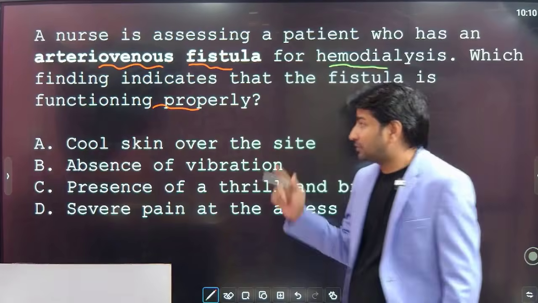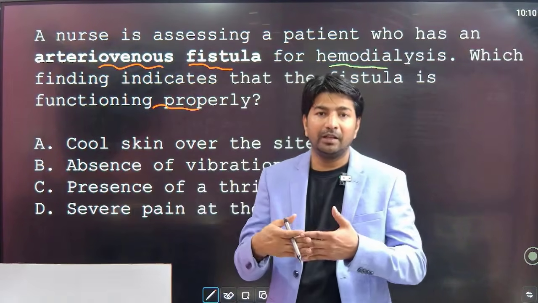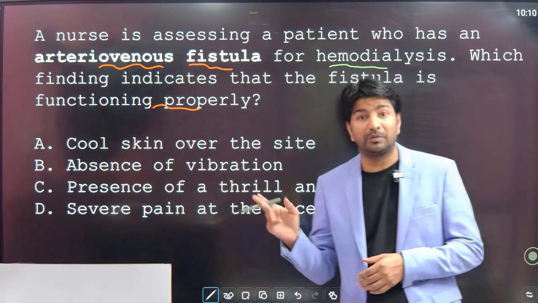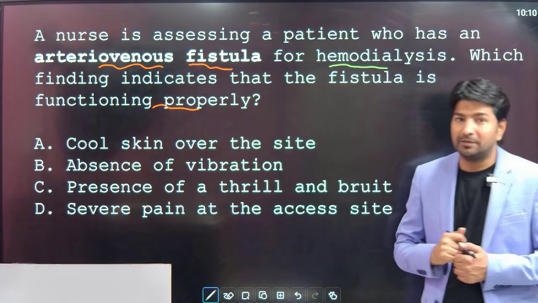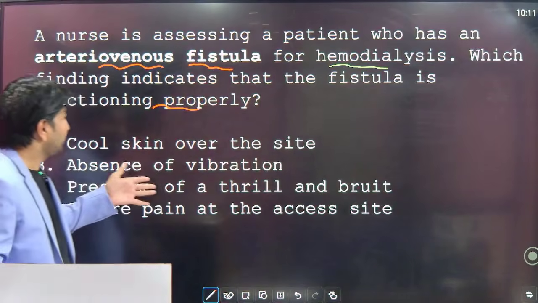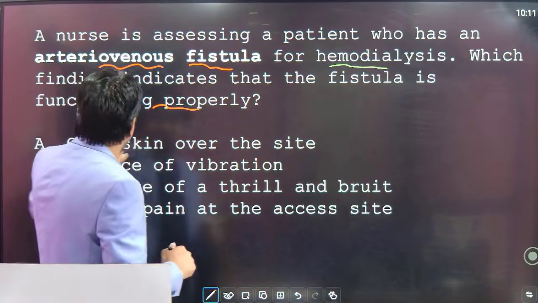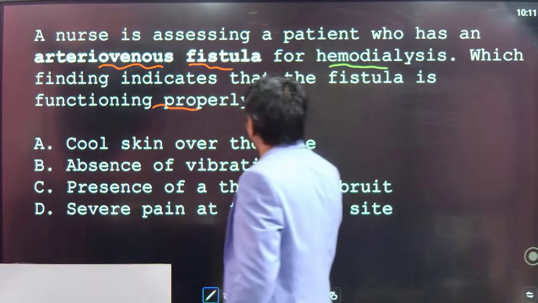So an AV fistula means a connection is made between an artery and a vein, and an anastomosis is performed, which we will use during hemodialysis. So to check the patency of that fistula, we need to see which of these options indicates that our fistula is working properly. So option A, cool skin over the site.